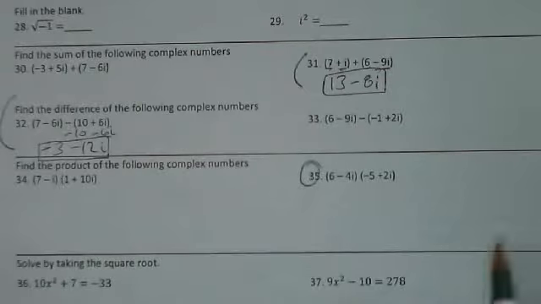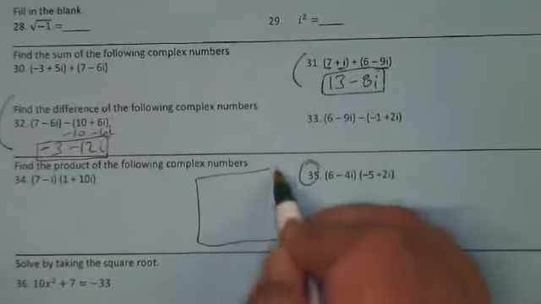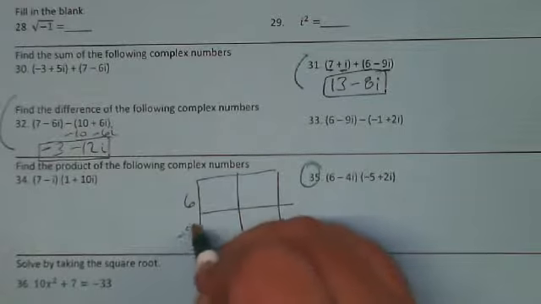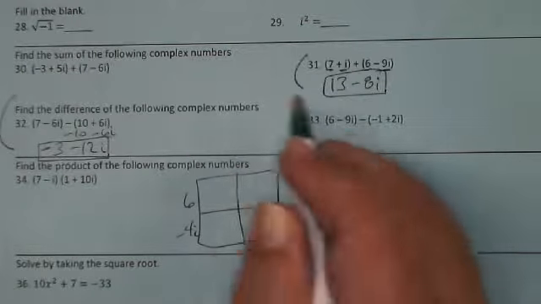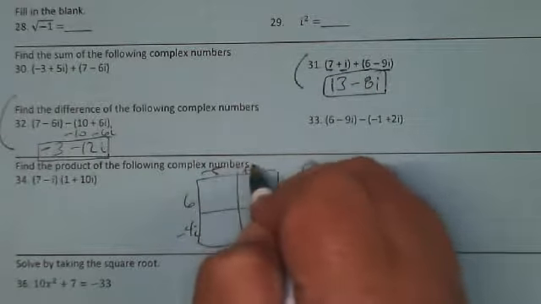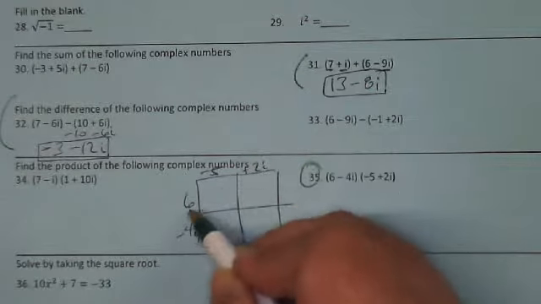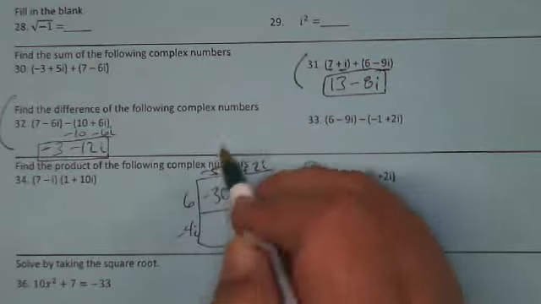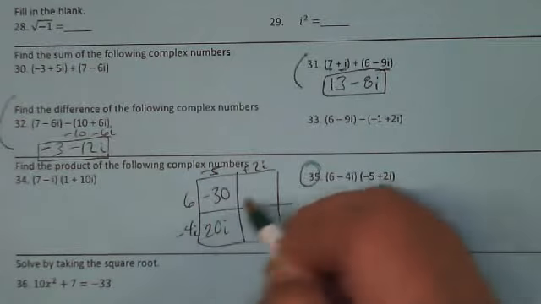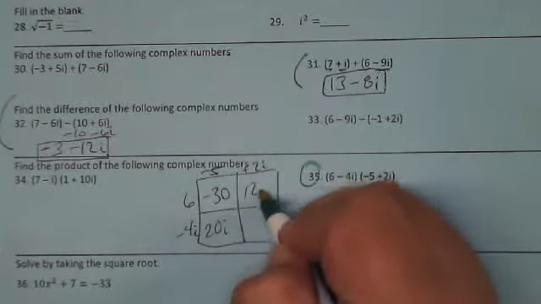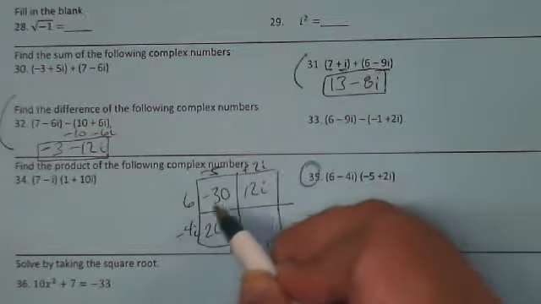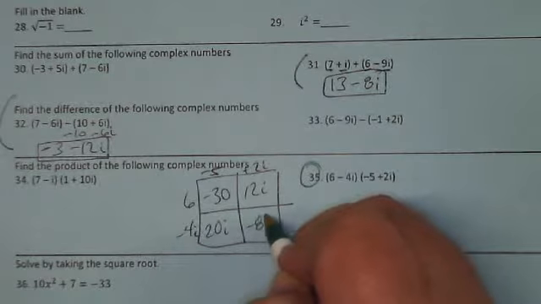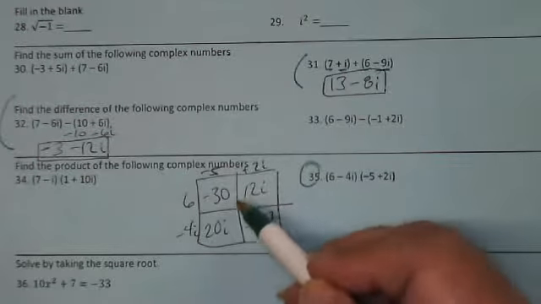Alright, when you multiply, you make your little box. You've got 6 minus 4i times negative 5 plus 2i. So 6 times negative 5 is a negative 30. Negative 4 times negative 5 is a positive 20i. 6 times 2i is 12i. And a positive 2 times a negative 4, they're both i's, gives you a negative 8i squared.